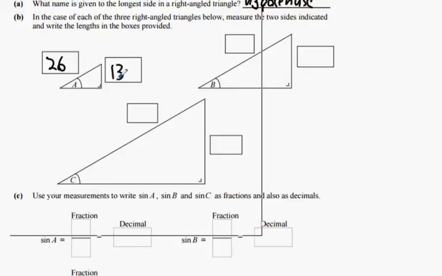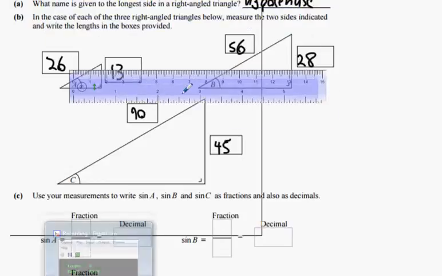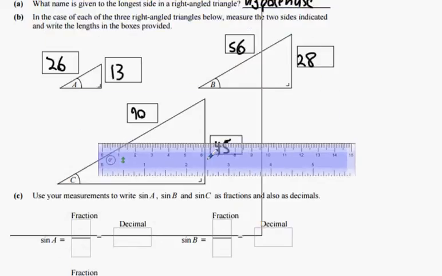Up here? 28 millimeters. And the other one? 56. Okay with you guys? And then down here? 90 and 45. Everybody write those measurements, just using a ruler. It's millimeters, not centimeters. So between 4 representing 40, and 5 small ones would be 45.